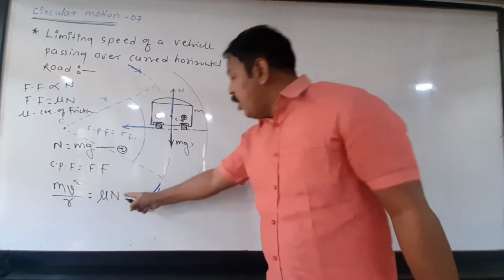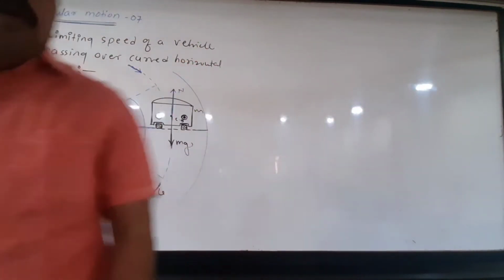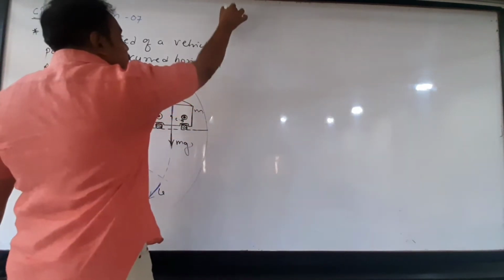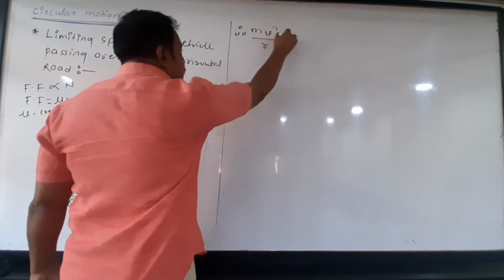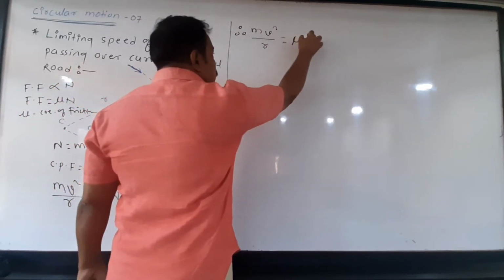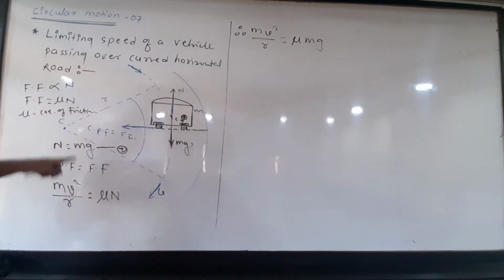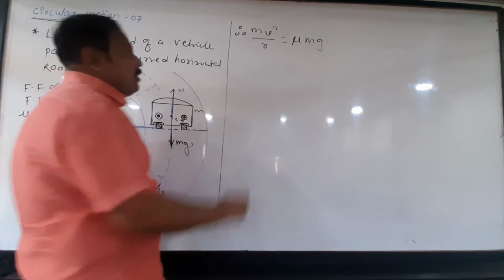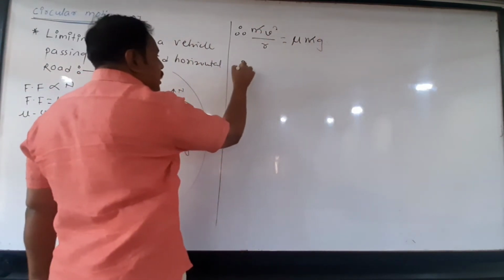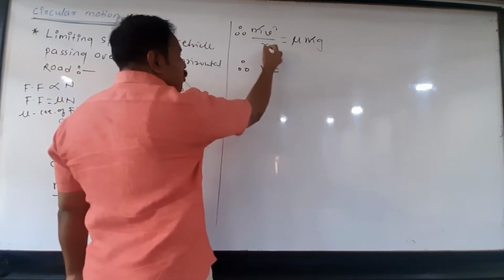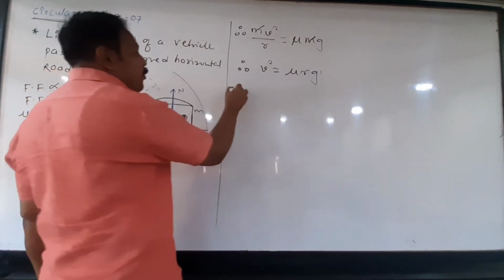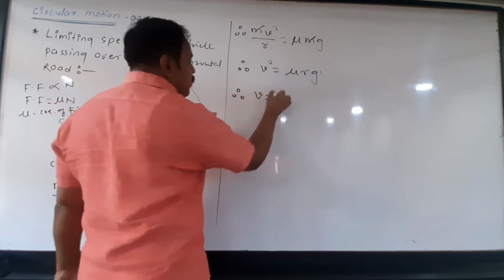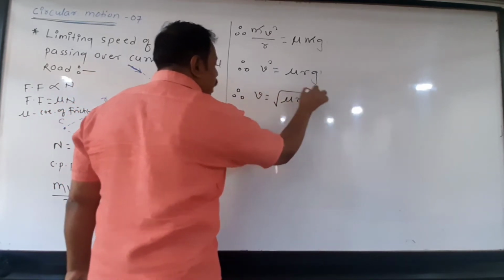So here, put the value of n, because n is equal to mg, we know. Therefore, mv square upon r is equal to mu into n, which means mg, where g is the acceleration due to gravity. Now m from both sides gets cancelled. That's why v square is equal to mu rg. Or if we take the square root, v is equal to under root mu rg.